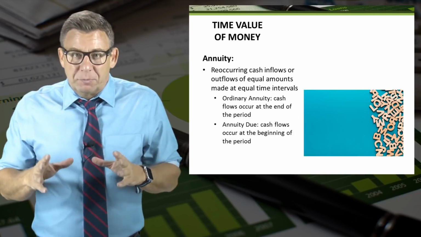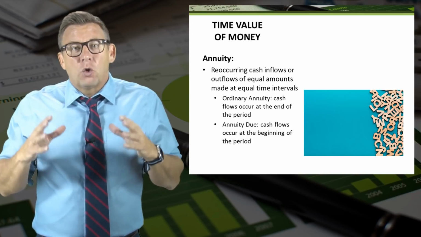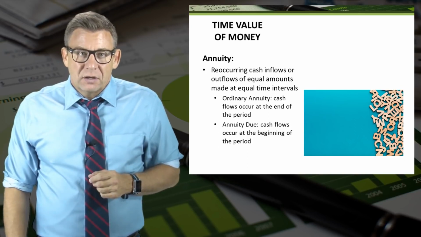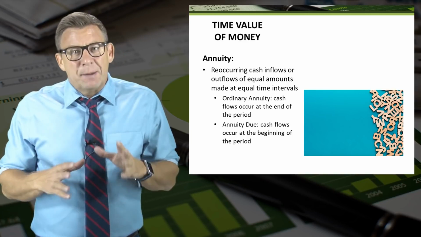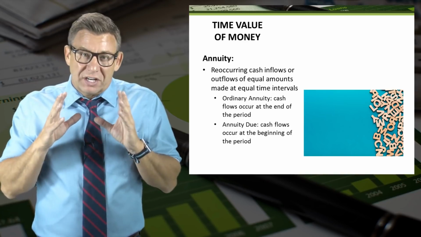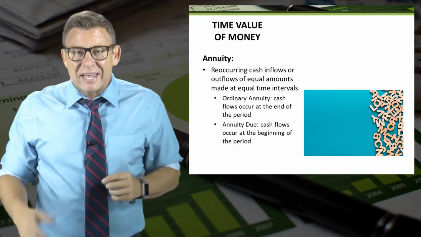For capital budgeting purposes, annuities are ordinary annuities. In accounting, the only example that I can think of where we use an annuity due is when we price capital leases.